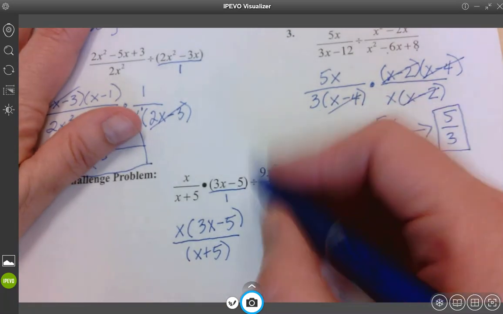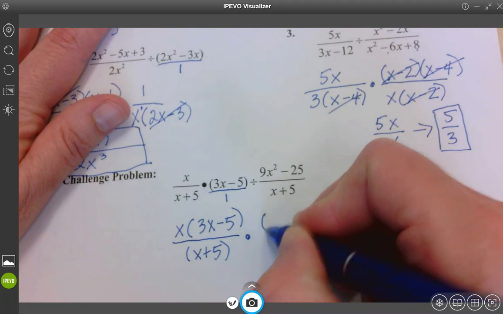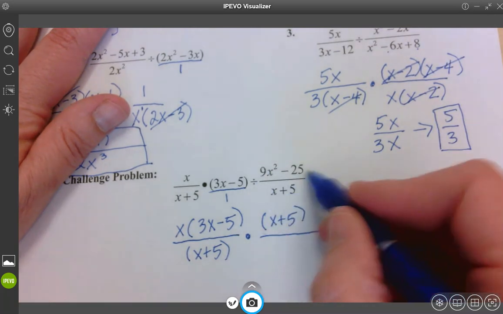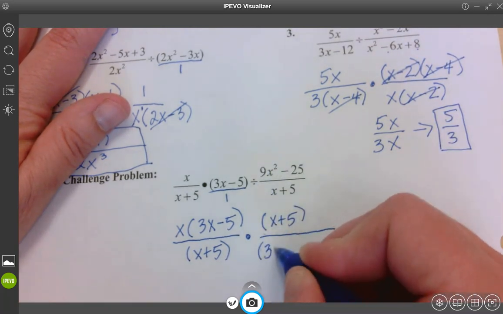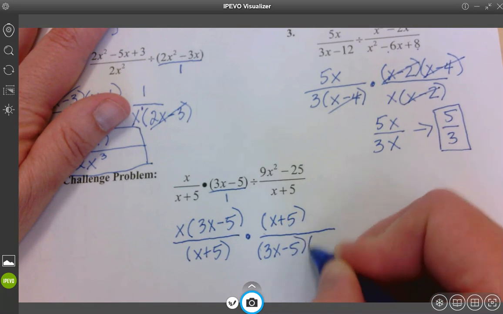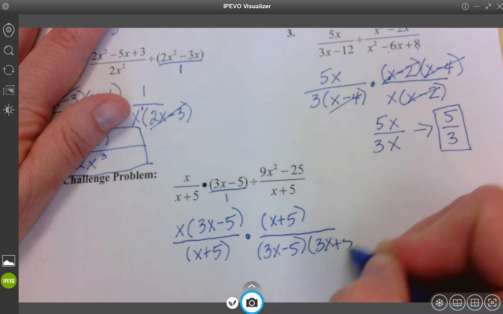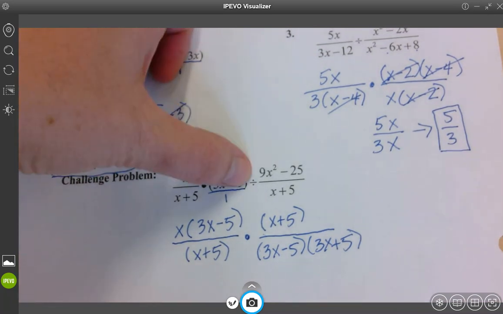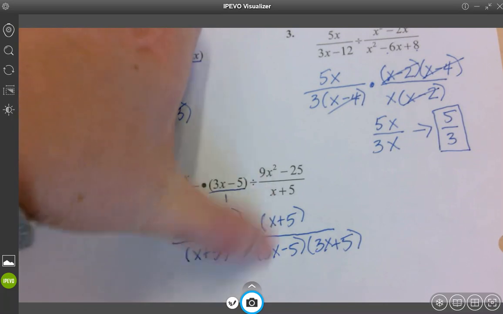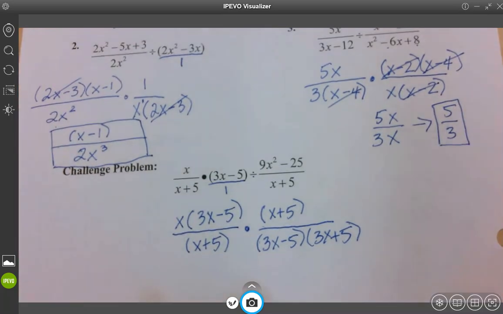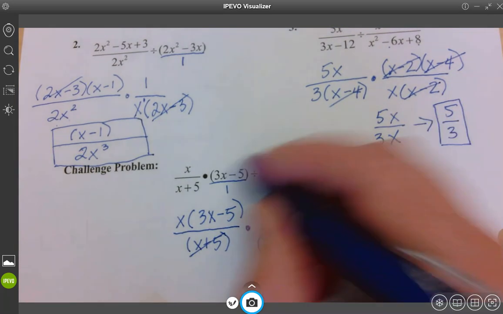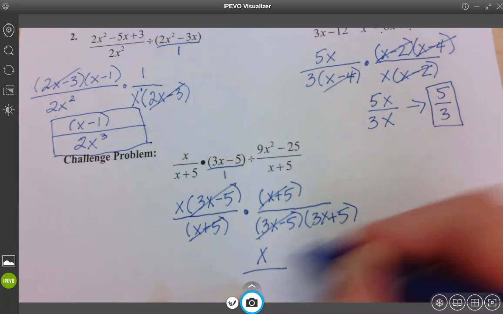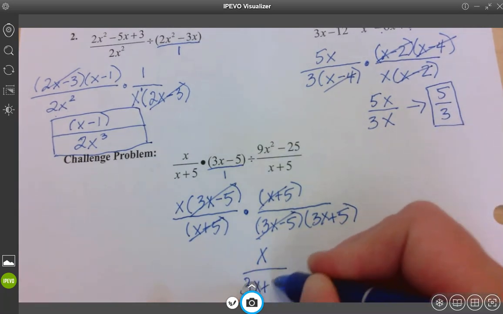And then the divide changes to multiply, and I flip my fraction. And then I've got to factor this difference of squares. We talked about that. 3x minus 5 times 3x plus 5. Okay, so I just put these two together first, and then I changed my divide to multiply, and I flipped this and factored. And now I do have some things that cancel. This one and this one. This one and this one. And so I'm left with x over 3x plus 5.